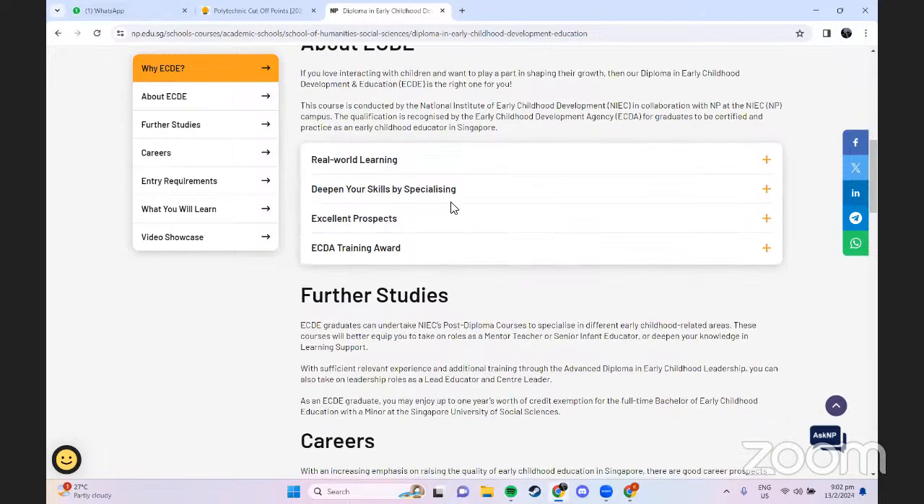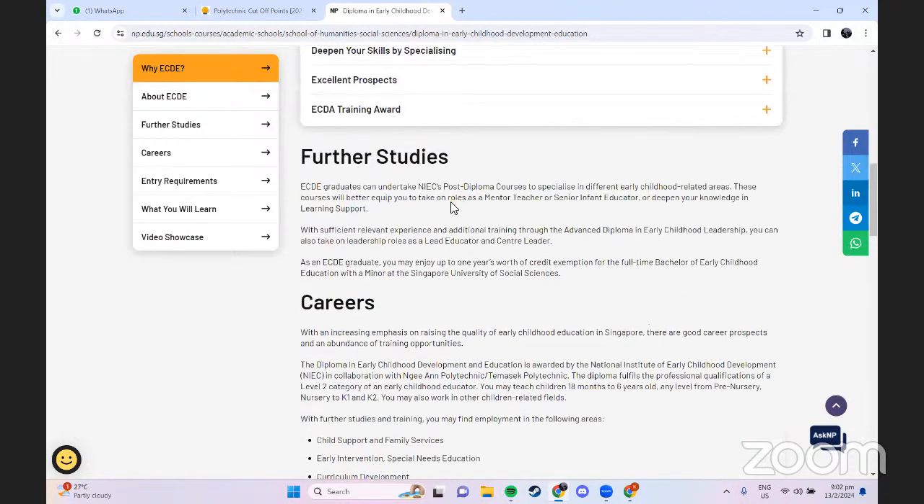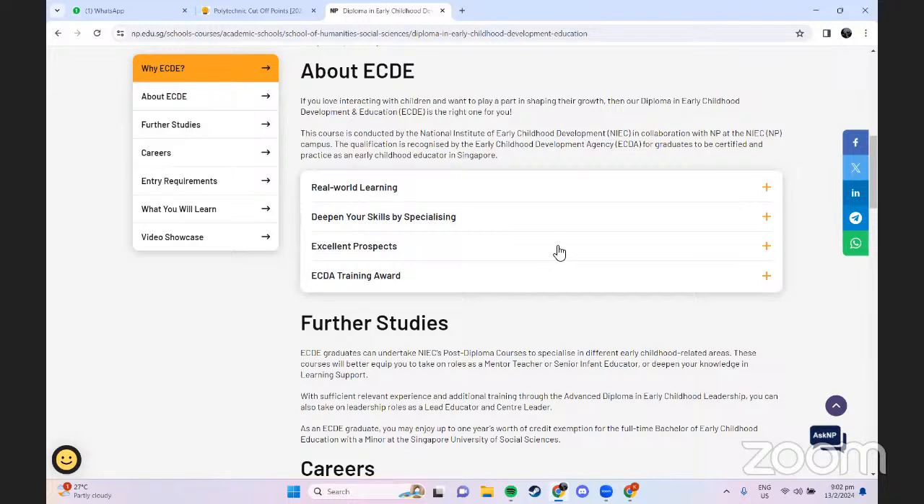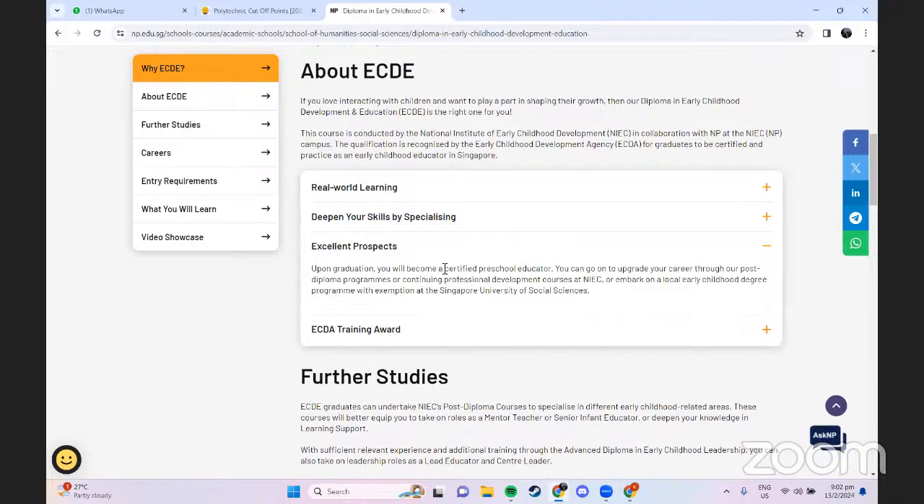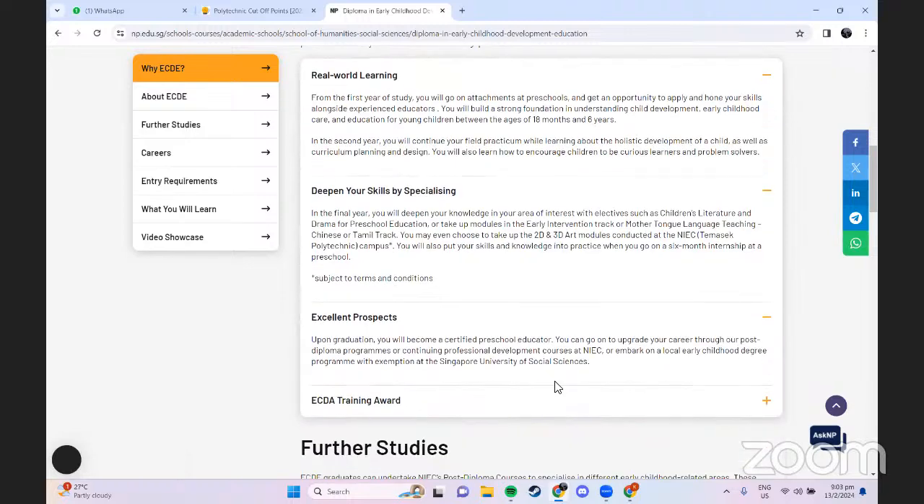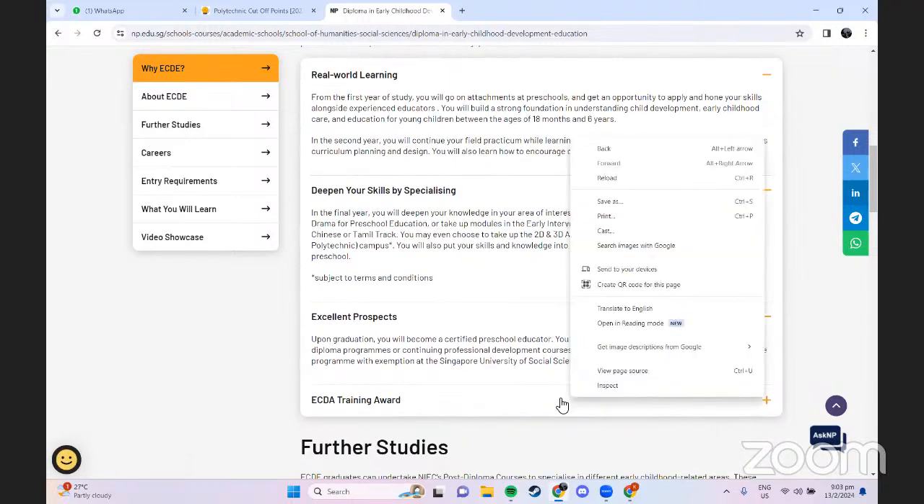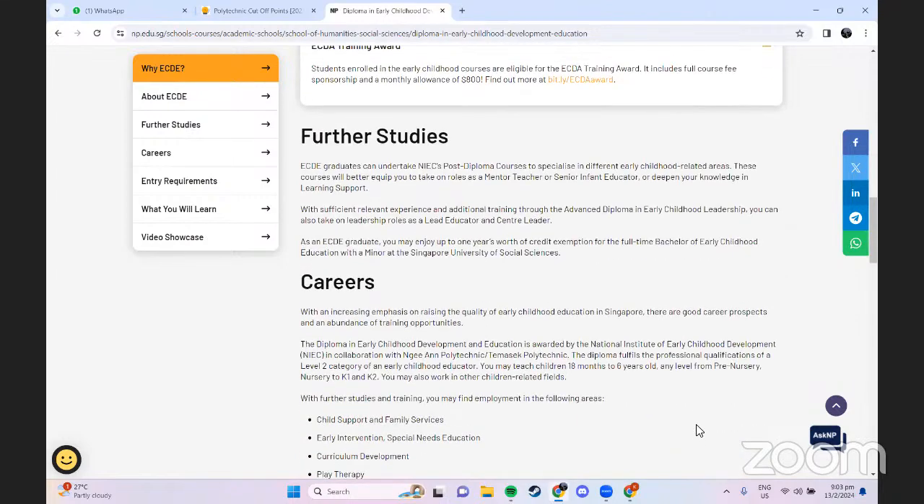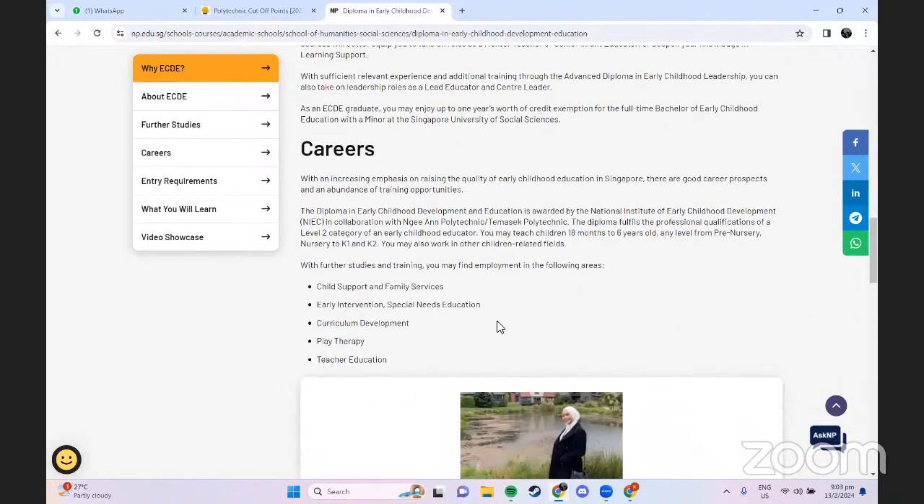You can click those things. For example, excellent prospects. Click it, and then it'll expand. There isn't a lot, but for example, you can continue your university degree. If that's something important to you, you can continue at the Singapore University of Social Science. Again, if university is important for you, you want to know that.